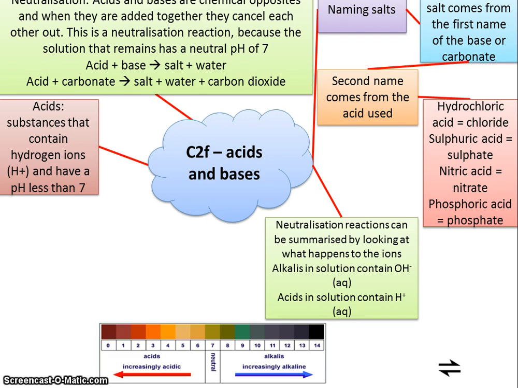If we had sodium hydroxide plus sulfuric acid, we'd make sodium sulfate plus water. If we had sodium hydroxide and mixed it with nitric acid, we'd have sodium nitrate plus water. If we had sodium hydroxide plus phosphoric acid, we'd make sodium phosphate plus water. Hopefully you're getting sick of me saying plus water, because that comes up every single time.